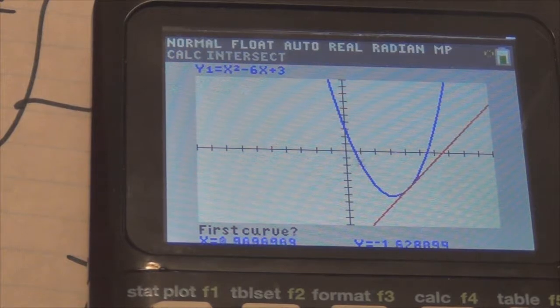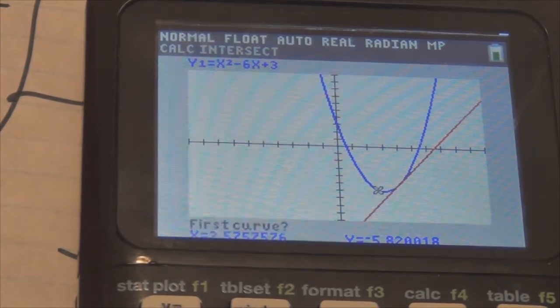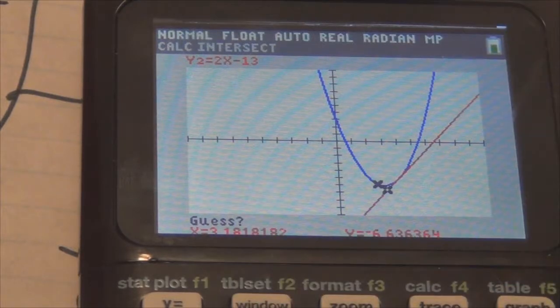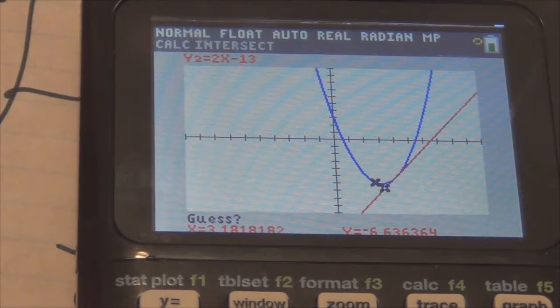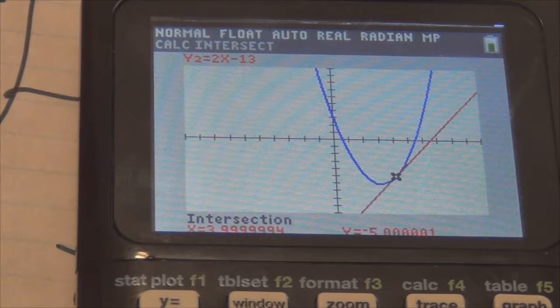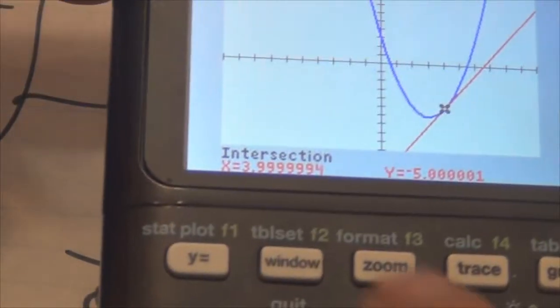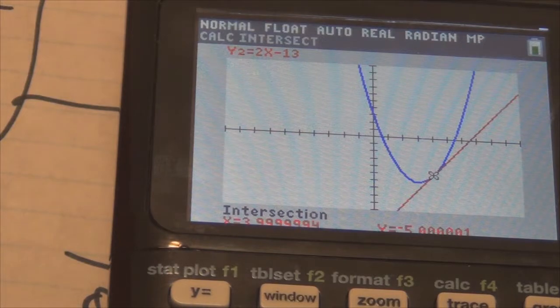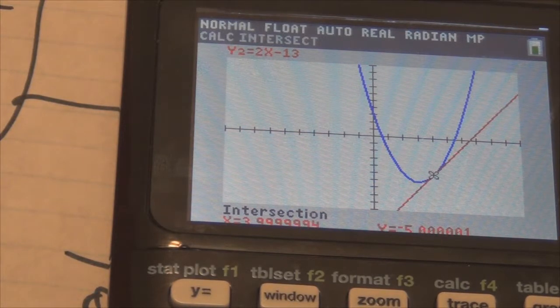So what do you want? The first curve? Yeah, sure. On the blue one, boom. The second curve, the red one? Yeah, sure. I'm close enough to the intersection? Yes, okay. So where is it? At (4, -5). I cannot see, I'm blind. All right, cool then. So that is how you solve a system of linear and quadratic equations.